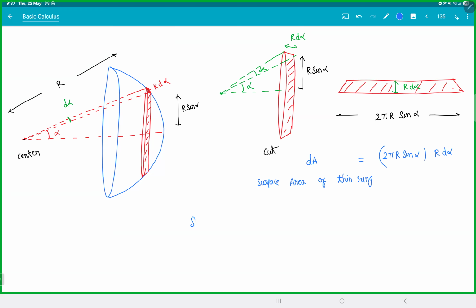So you want the surface area? The surface area of that shaded part is integral dA, which is 2 pi r square integral sine alpha d alpha. The integration is actually quite easy. And what are the limits? At the center here, alpha is 0. At that vertex here, alpha is theta, isn't it?